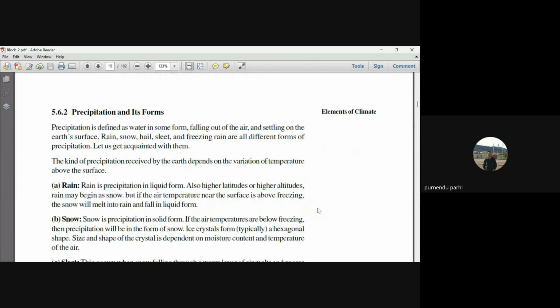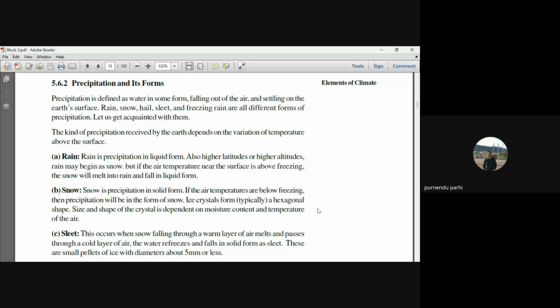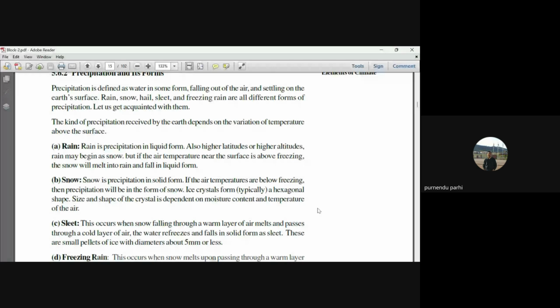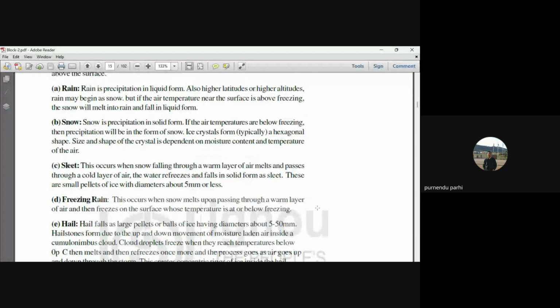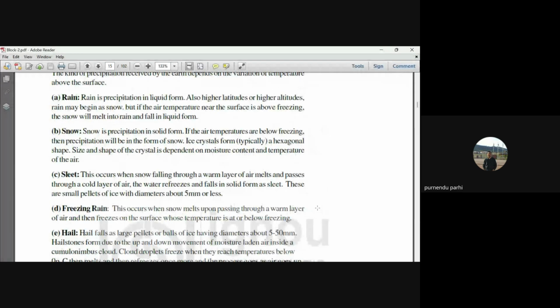Precipitation and its forms. The kind of precipitation received by earth depends on the various temperature above the surface. The forms are rain, snow, sleet, freezing rain, hail, and drizzle. Rain is precipitation in liquid form. Also, at higher altitudes or higher latitudes, rain may begin as snow. But if the air temperature near the surface is above freezing, the snow will melt into rain and fall in liquid form.